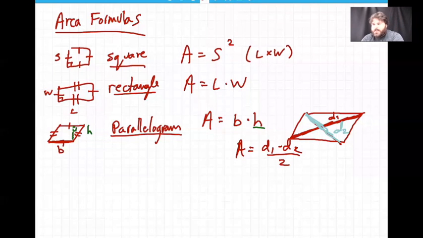So if you know the diagonals, that's a way easy shortcut, because otherwise you're using all these trig formulas or some complicated things. That's going to save you a lot of time there. So I'm going to put a star by that. All right, there we go. There's my little star. All right, so the next formula is going to be a triangle.